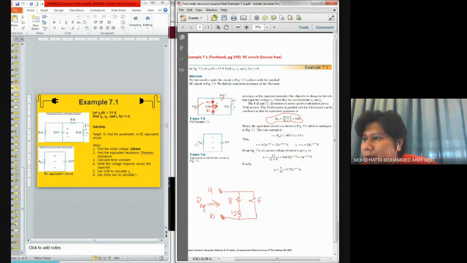We have the R equivalent information as well as this 0.1 farad capacitor. You can straight calculate the time constant, which is given by 0.4 seconds. It comes from the product of R equivalent and the capacitor.